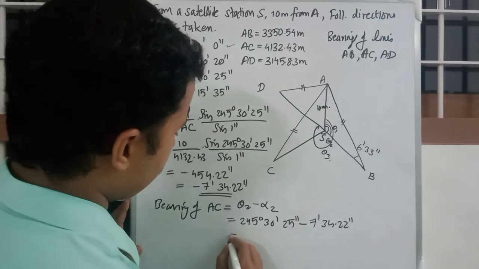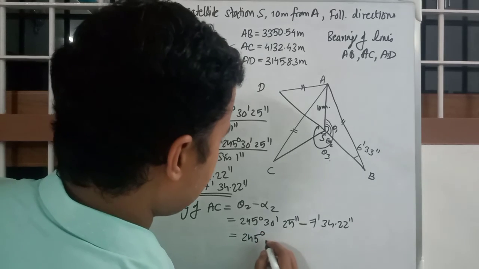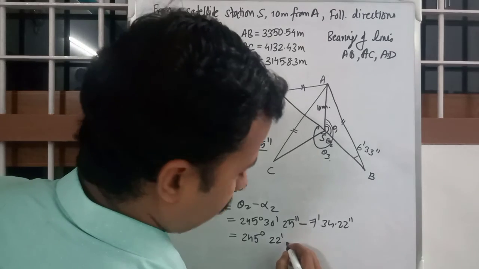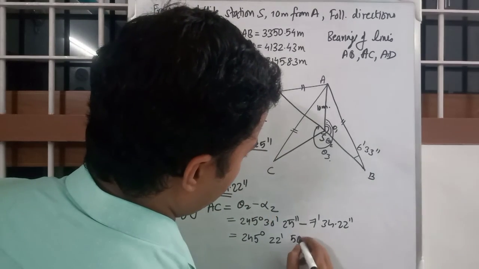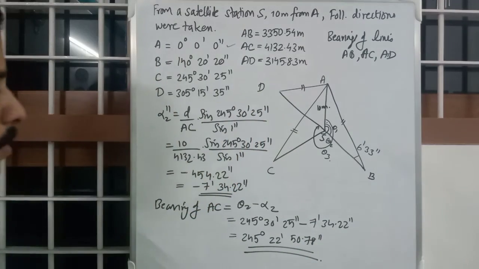So that is 245 degrees 22 minutes 50.78 seconds. That is the bearing of AC.